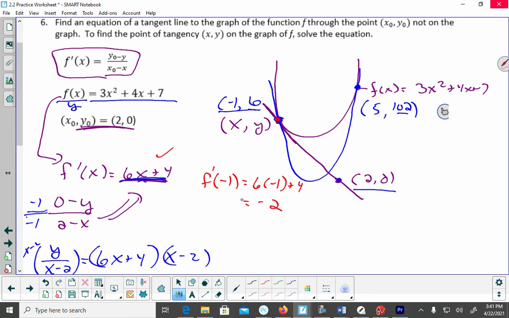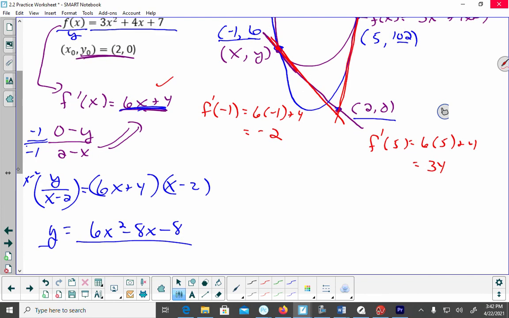And it should make sense to you that this slope is going to be way different than this slope. I hope that makes sense. So I'm going to find the slope here. So the slope at 5 is going to be 6 times 5 plus 4, which is equal to 34. And both of those make sense. This one, negative, makes sense. This one, positive, makes sense. Larger, makes sense because it's a steeper line.